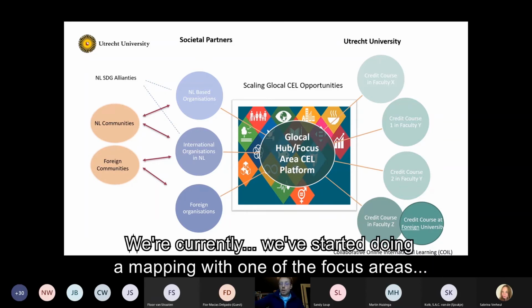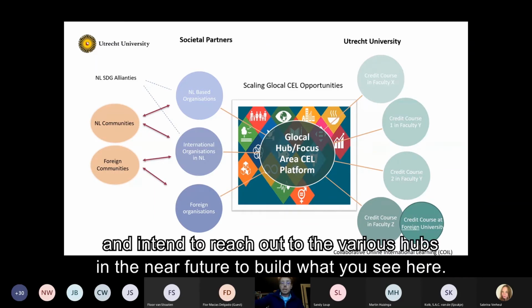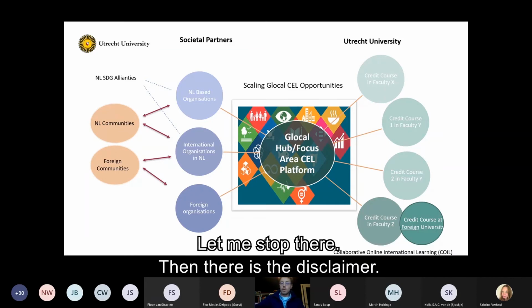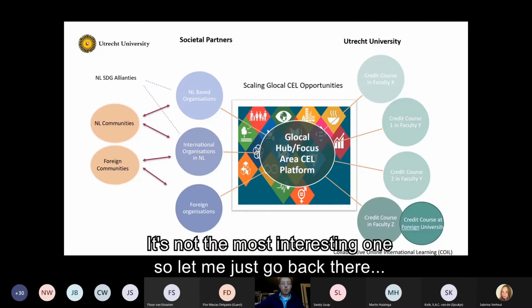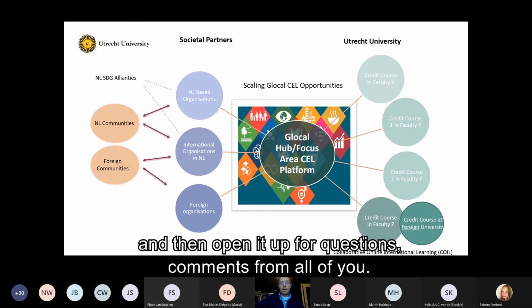We've currently started doing a mapping with one of the focus areas, and intend to reach out to the various hubs in the near future to build what you see here. Let me stop there. Then there's the disclaimer. It's not the most interesting one, so let me just go back there and then open it up for questions and comments from all of you.